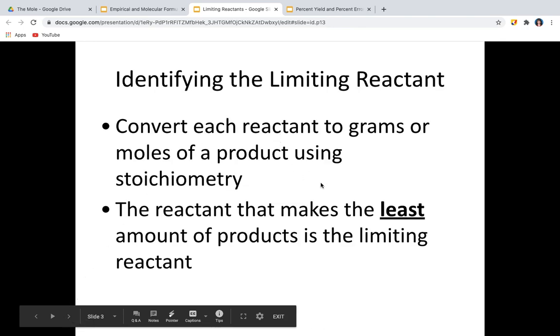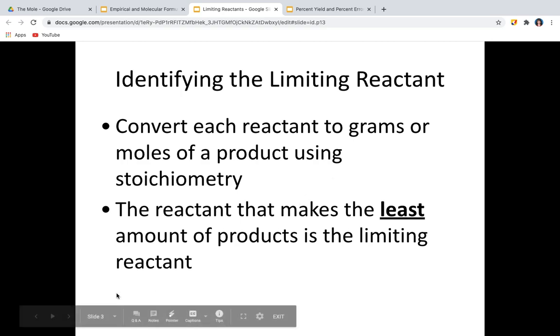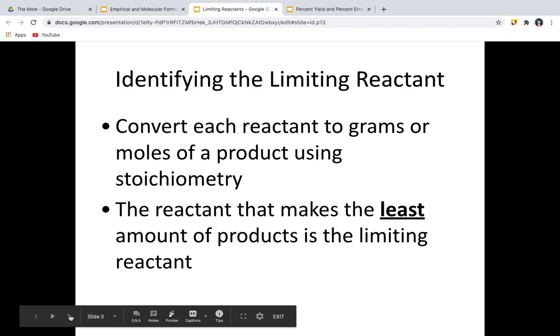So how we're going to identify the limiting reactant is to convert each reactant to grams or moles of a product using stoichiometry. We're going to use that dimensional analysis setup that we've been using for this entire unit. The reactant that makes the least amount of product is the limiting reactant. Now, if it doesn't specifically tell you to go to grams or moles, and it doesn't ask you to find percent yield, I would just go to moles. It's less work that way.